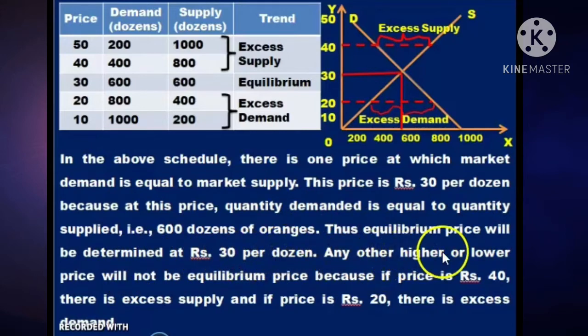Any other higher or lower price will not be the equilibrium price, because if the price is rupees 40, there is excess supply, and if the price is rupees 20, there is excess demand. So only at the price of rupees 30 can we fix the equilibrium price, where quantity demanded is 600 and supplied is 600. So this is the equilibrium point. Just mark it as E.